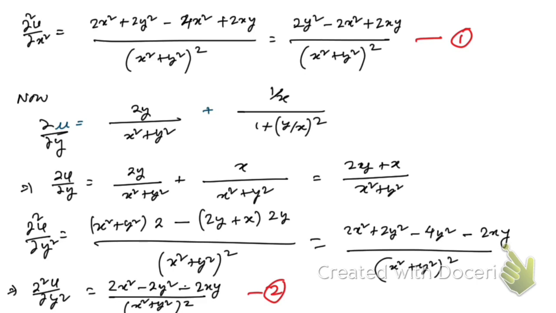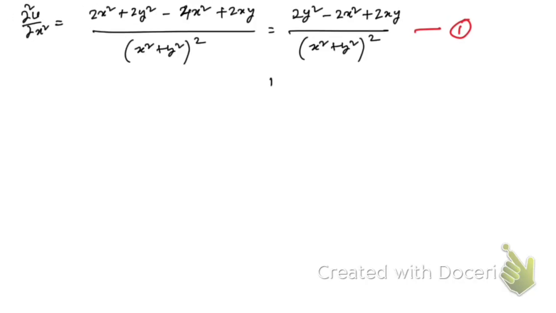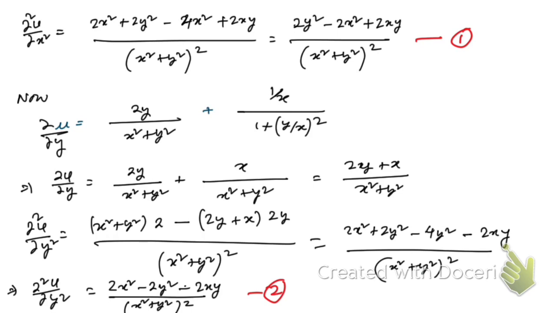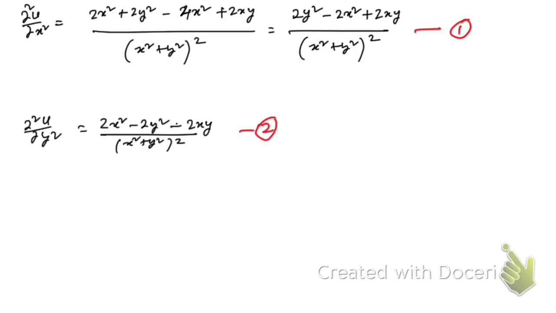So adding 1 and 2. Let me copy this equation number 1. So this is the equation number 1. Now let me go back to the previous slide to copy the equation number 2. So this is the equation number 2.